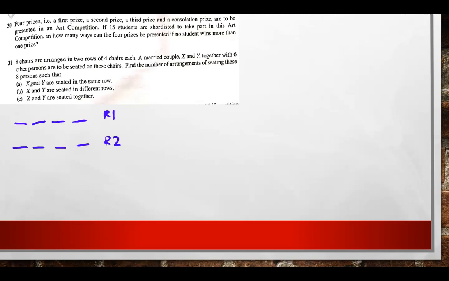So the first condition is X and Y are seated in the same row. They're either seated in row 1, not necessarily together, or they're seated in row 2 in the same row. They're not necessarily seated together. Seated together is C. So take some time, try it. We will come back in about 10 to 15 minutes, and then we will answer this question together. Show me your answers again, as always, on the whiteboard.